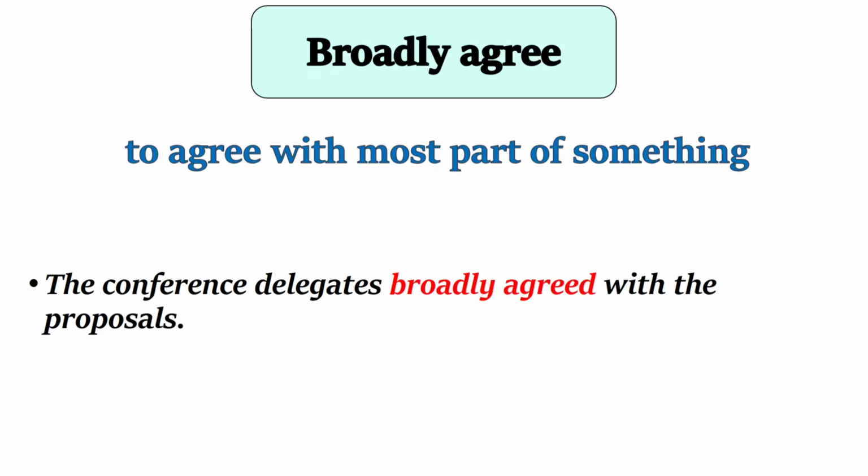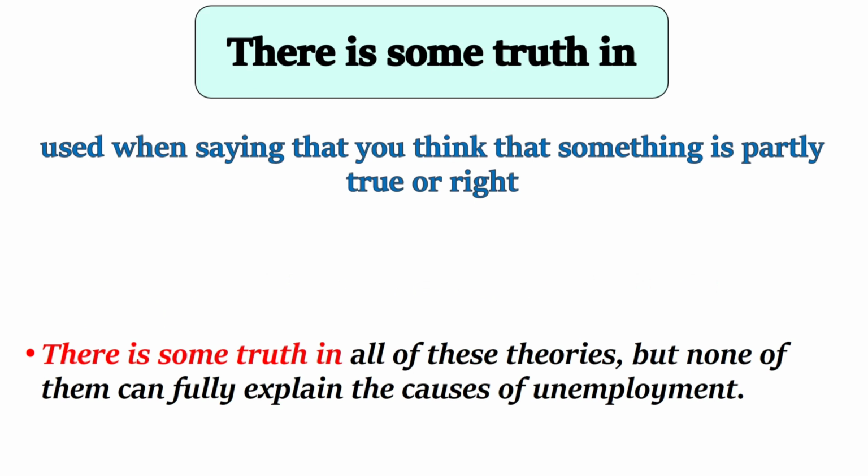Broadly agree. It means to agree with most parts of something. For example, the conference delegates broadly agreed with the proposals. There is some truth in. It means, used when saying that you think that something is partly true or right. For example, there is some truth in all of these theories, but none of them can fully explain the causes of unemployment.